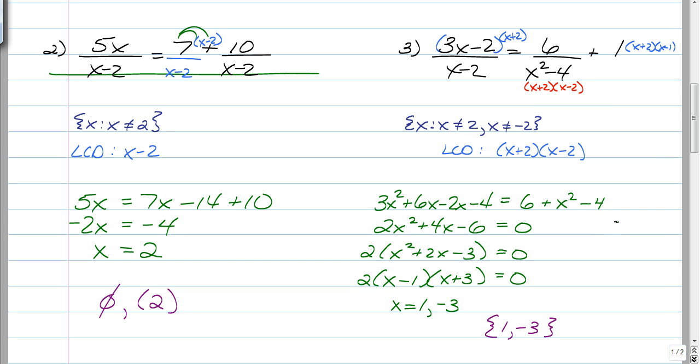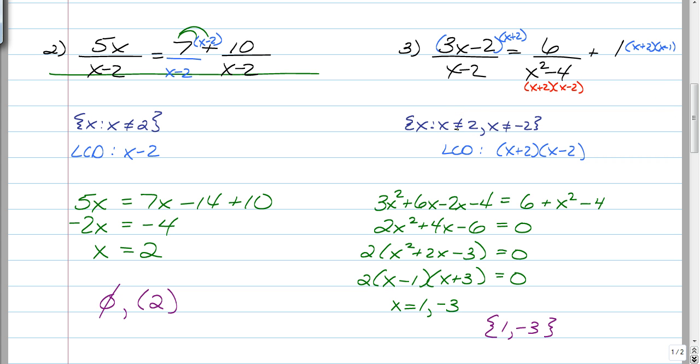Now you just need to combine like terms and get everything to the left, so it's set equal to 0. Factor out your GCF of 2, factor this, and you get x minus 1 and x plus 3. So you check 1 and negative 3. 1 and negative 3 are totally allowed by the domain. The only thing that's not allowed is 2 and a negative 2. So you're good to go, and this problem is finished.